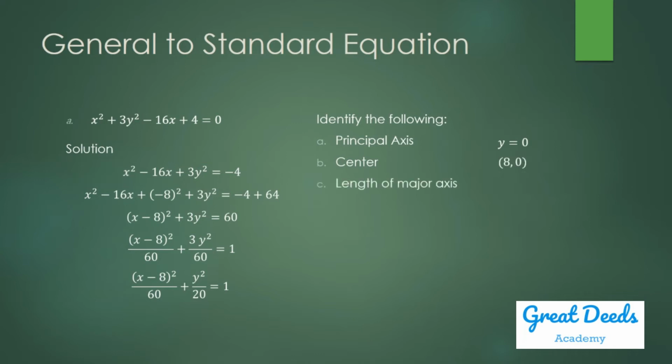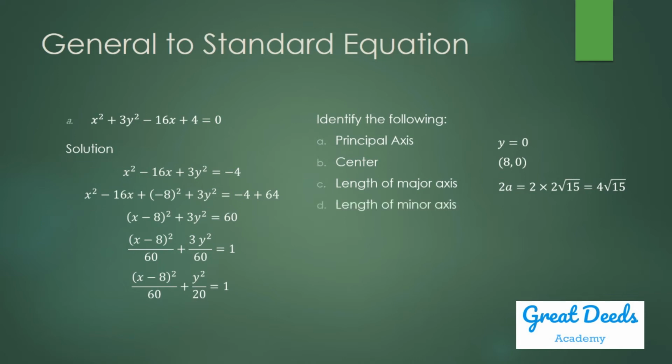How about the length of the major axis? The major axis is the line segment that connects the two vertices of your ellipse. What is the length? Well, a will help you get the length. a here is equal to the square root of 60, and that is equal to the square root of 4 times 15, so that is 2 times the square root of 15. So the length of the major axis is 2 times 2 times the square root of 15.